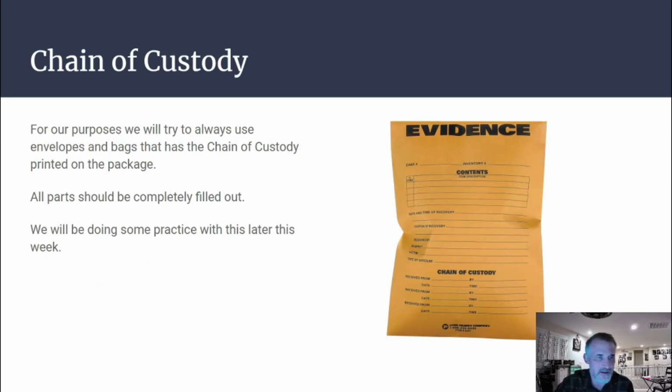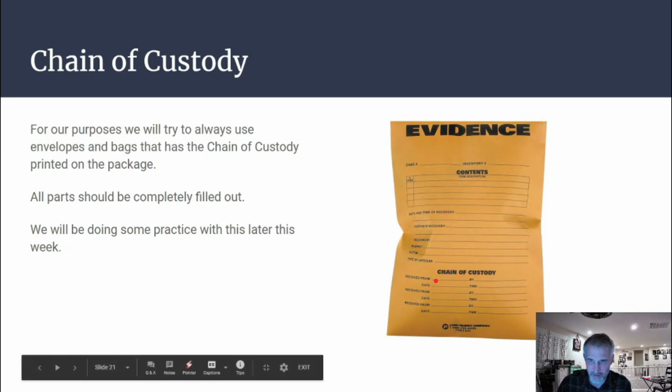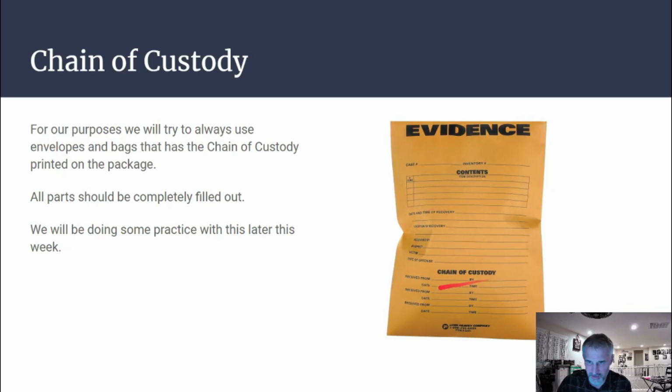So the last little bit, for our purposes, we will try to always use envelopes and bags that have the chain of custody printed on the package, right? Similar to this, but they can look a little bit different. But for the most part, they have the same basic pieces of it. Usually you have some kind of case number or inventory number up here, and then an item description, the date of recovery, where it was recovered from, all the information that we have there, and then the important part, the chain of custody. So who received it, who they got it from, the date, and the time.